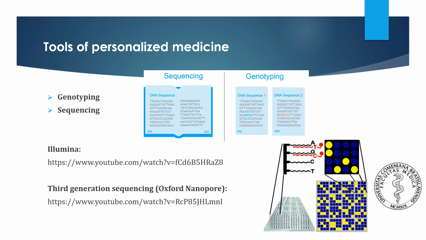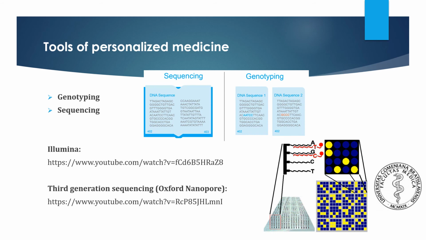Now let's briefly discuss the tools that are used in personalized medicine. As we discussed previously, personalized medicine focuses on genes and our genetic makeup as a primary source of data to tailor the treatments, but we must extract those data somehow, and it is genotyping and sequencing that are the most efficient and powerful tools.